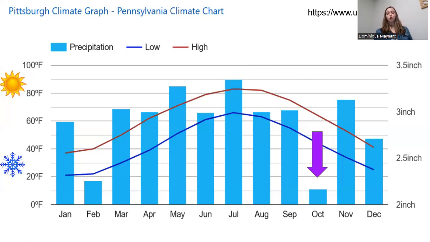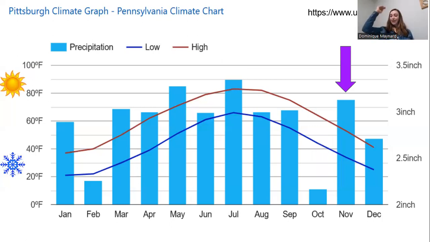Now, if we take a look at October, there's a pretty stark difference from July to October. What do we notice? Yeah, October has a very low amount of precipitation. We also see that the temperature is starting to come down, and the highs and the lows are starting to go down. That's right. And what about November?